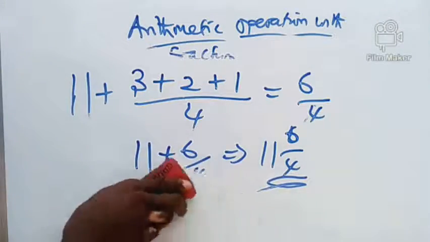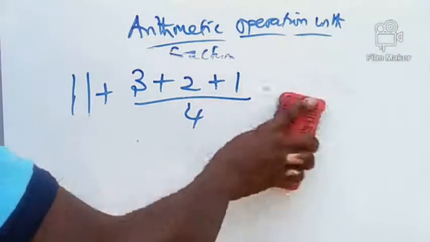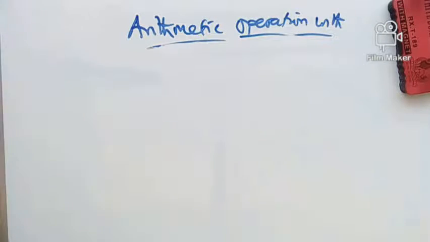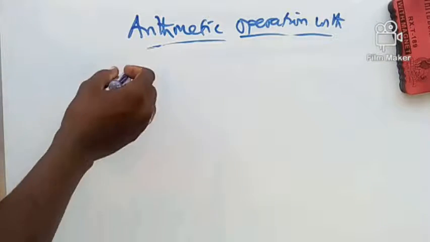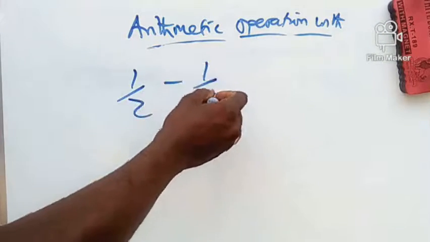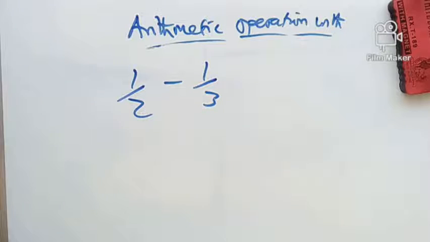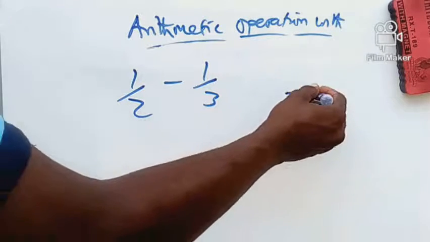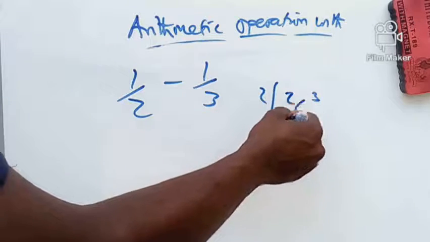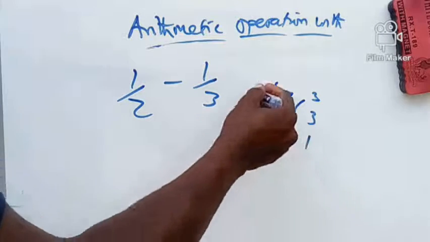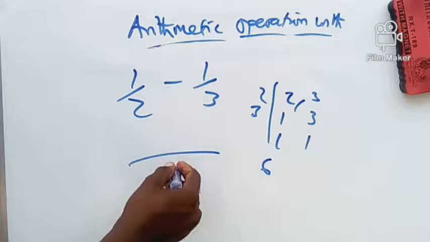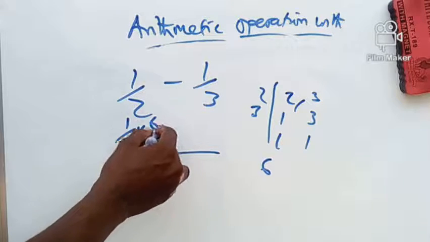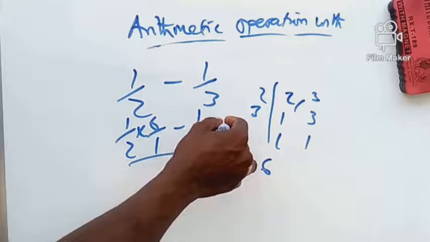Now the same process is applied when dealing with subtraction operation with fractions. So let's say we have a problem 1 over 2 minus 1 over 3. How do you tackle that problem? The best way is to find the LCM of 2 and 3. The LCM of 2 and 3 is simply 2 here, 1, 3. 3 here, 1, 1. So 2 times 3 is what? 6. So you draw a line, 6. Use 6 to multiply each of the fractions. 1 over 2 times 6 over 1 minus 1 over 3 times 6 over 1.